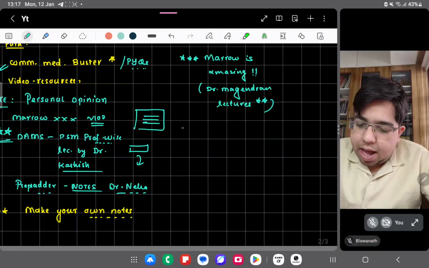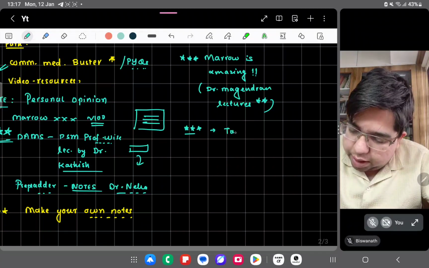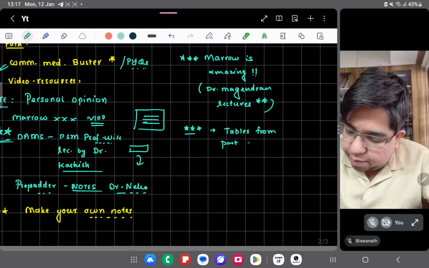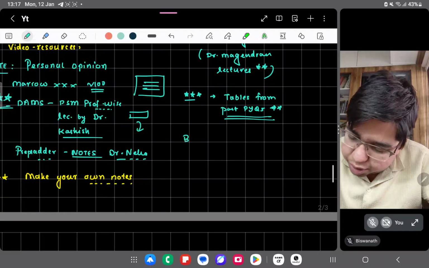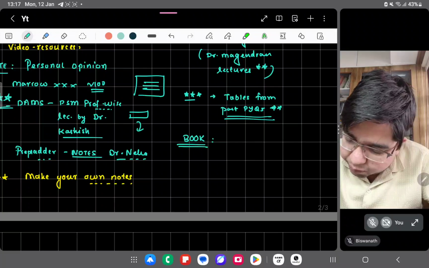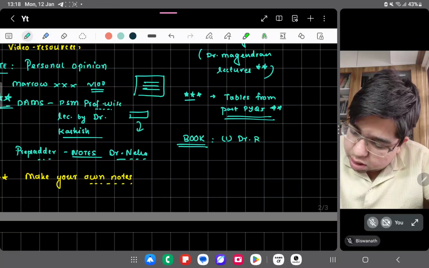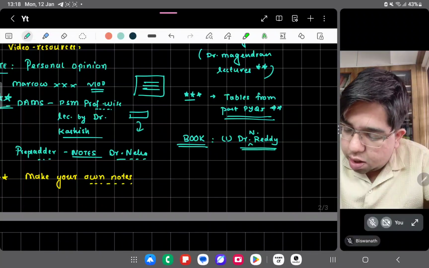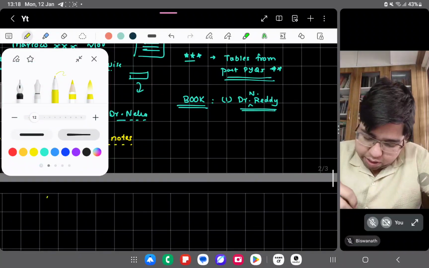And the second thing we have to do is the difference tables from past PYQs. And the book you have to keep, my choice was Dr. N. Reddy, because it's like the gold standard for FMT. Okay, it's the gold standard.